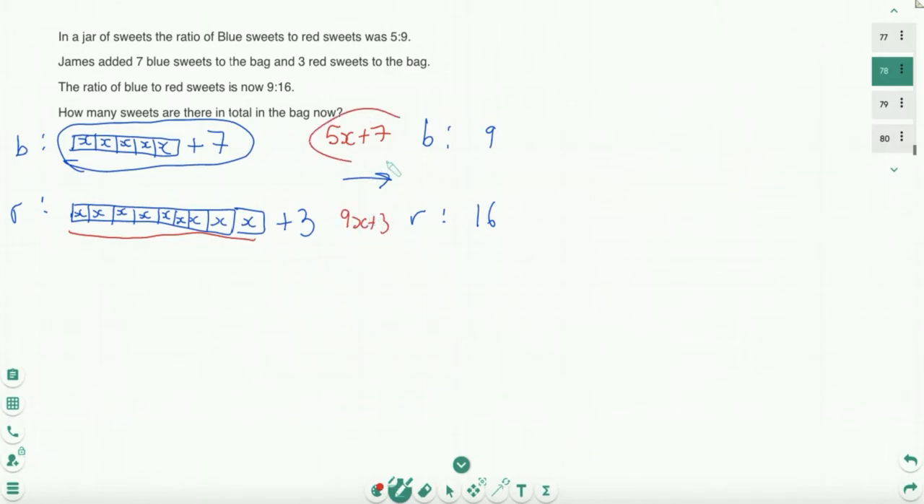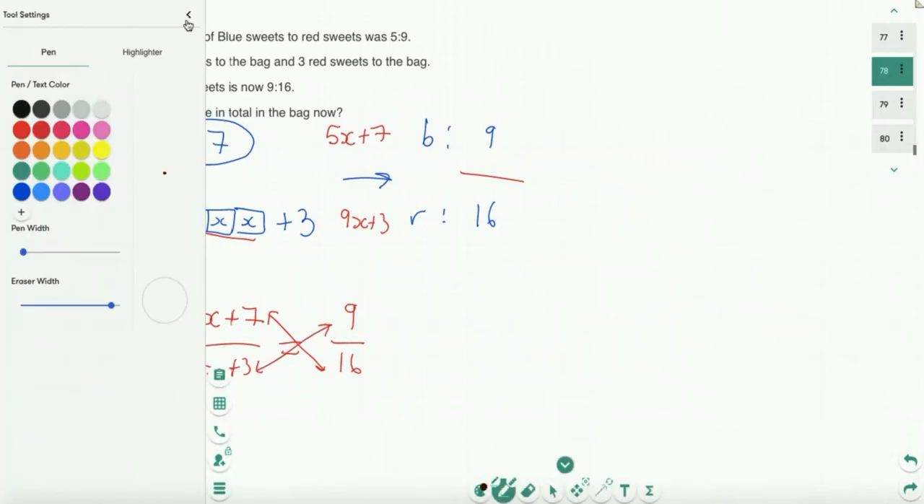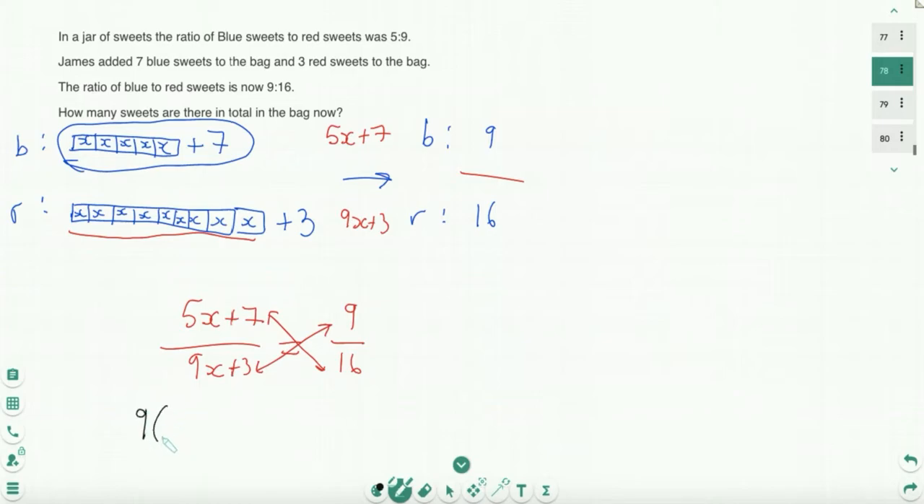And we know that if we were to turn this ratio into a fraction, it would be 5x plus 7 over 9x plus 3. This now gives us a ratio of 9 to 16, which we can also turn into a fraction, 9 over 16. So 5x plus 7 over 9x plus 3 is equal to 9 over 16. Ooh, we have two fractions which are equal to each other. We can cross multiply. So this times this is going to be equal to this times this. So 9 times 9x plus 3 is equal to 16 times 5x plus 7.